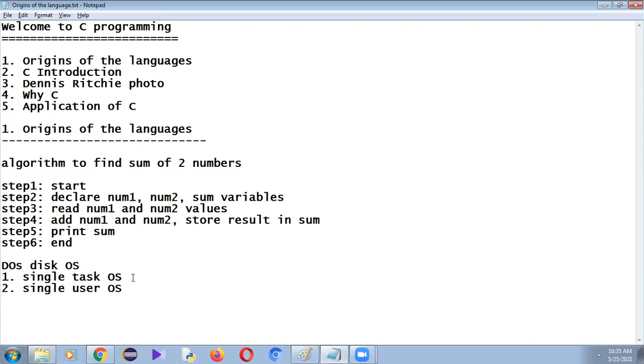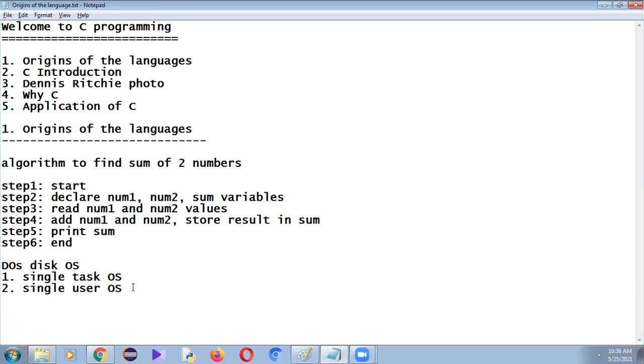Let's see what is meant by single task operating system. At a time, we can perform only one task. For example, assume that I install DOS on my computer. At a time, how many tasks can I perform? Only one task. That means while typing C programs, I cannot listen to audio songs and I cannot download anything from the internet. Either I can type the C program or listen to audio songs or download something from the internet.